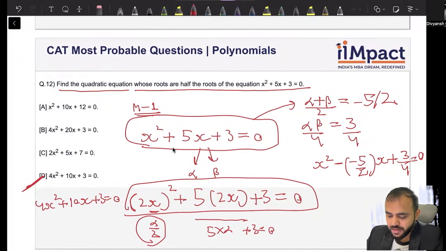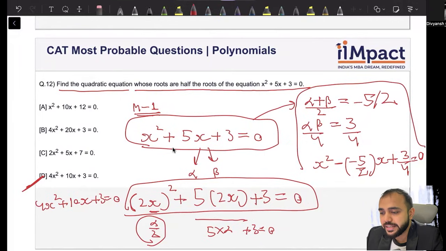Either method is fine. This one does not require any creativity. So you can prefer this. This one is much faster.